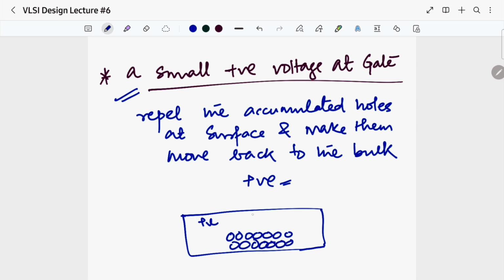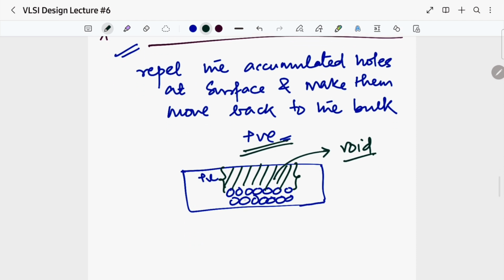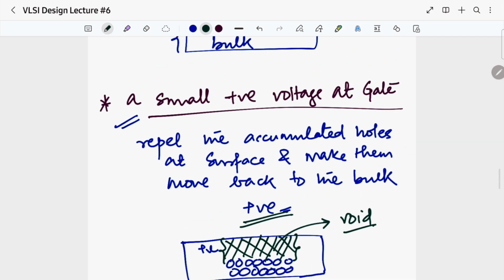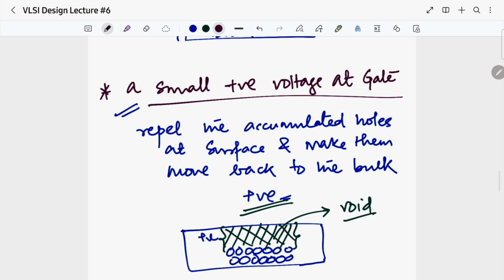Now what happens when the carriers are repelled back? There will be a void, isn't it? Because at this particular voltage that we have provided at the gate, I have repelled the charges back. So at this point it will have no carriers, it will be a void, and at this portion there will be no carriers left. This has happened because I have given a small positive voltage at gate.